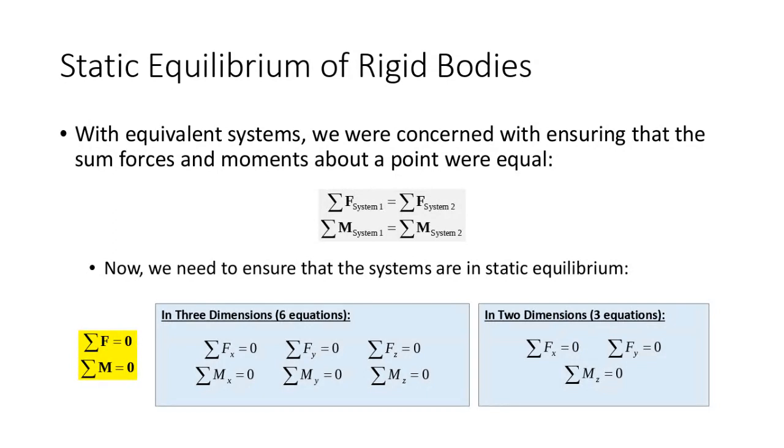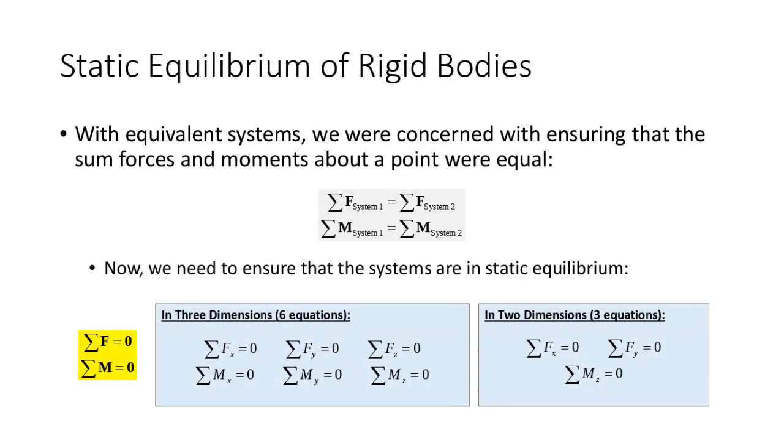Now, first off, if you're dealing in two dimensions, you're not going to have three force equations. You're only going to have two: the sum of the forces in the x direction and the sum of the forces in the y direction. As for moments, why is it that you go from three moment expressions to one? Well, remember, moment is R cross F. When you take R cross F and you only deal with forces in two dimensions, you only end up getting that one moment expression.